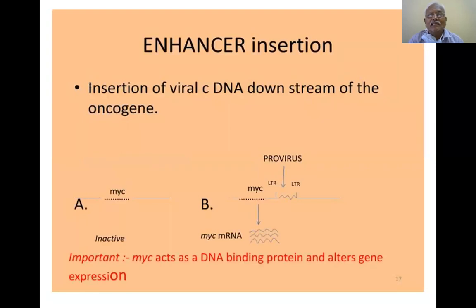Enhancer insertion is the second process. It is the insertion of a viral cDNA downstream of an oncogene. So the Myc gene is inactive. If the Myc gene, the provirus, is activated, Myc acts as a DNA binding protein and alters gene expression.